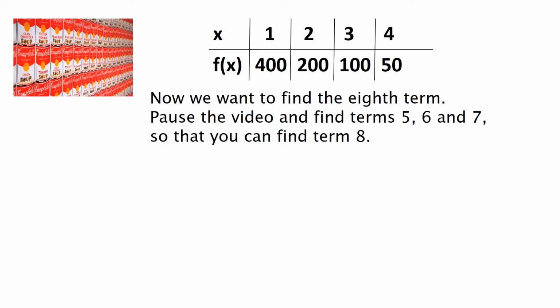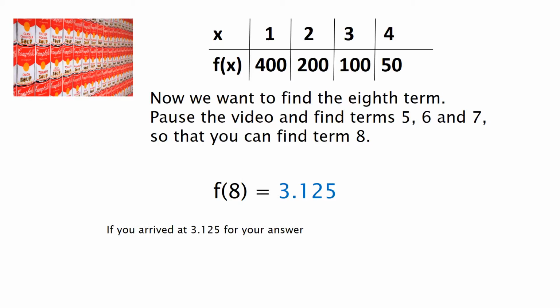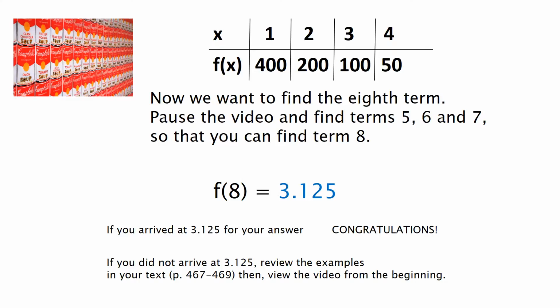We want to now find the 8th term. Pause the video, find terms 5, 6, 7, and 8, and then you'll have the 8th term. Did you get f of 8 is 3 and 125 thousandths? If so, you're on the right track. If you arrived at that answer, fantastic. If not, review some examples in your textbooks on the given pages and then view the video from the beginning again.